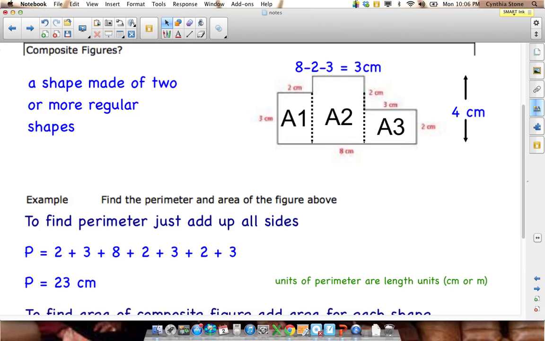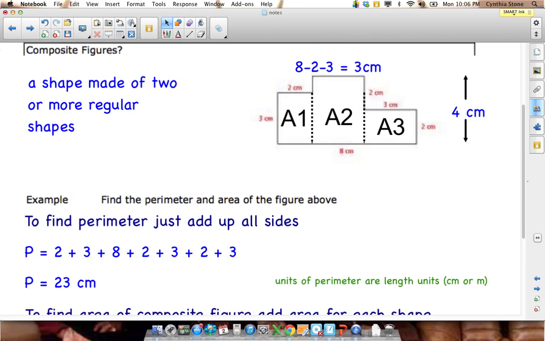Two things weren't given. One was this distance right here, and I worked that out to be 3 centimeters. The way that I did that was I said, okay, this is 8 from here to here, and we know this is 2 and this is 3. So this distance here must be 8 minus 2 minus 3, the difference.